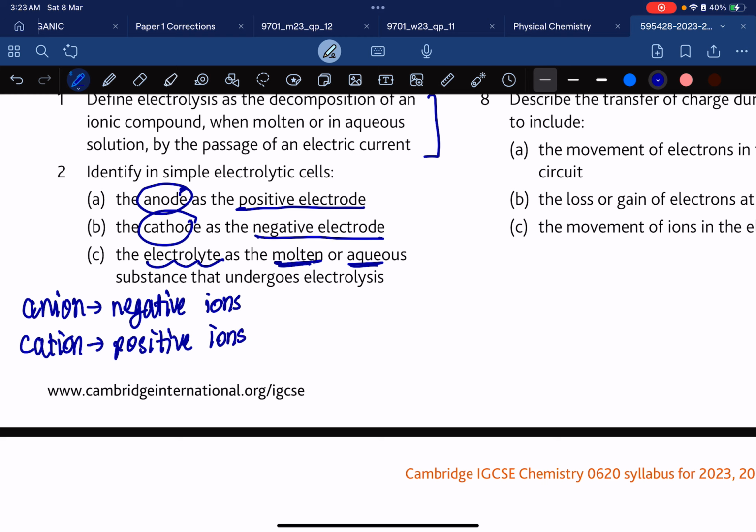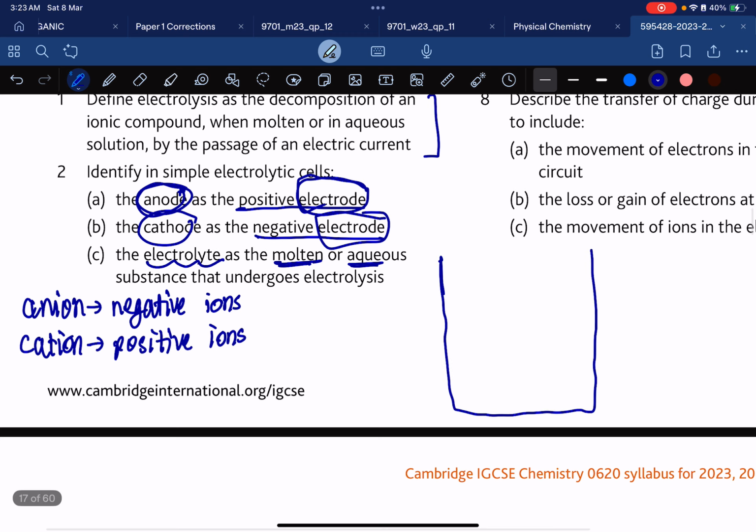Now basically, when you look at cathode and anode, these electrodes are just the opposite of them. If anion is negative, then anode is positive. If cation is positive, that means cathode is the opposite, which is negative. It's kind of a bit confusing, but you'll get it. And electrolyte is the molten or aqueous substance which undergoes electrolysis. So you can show it like this.